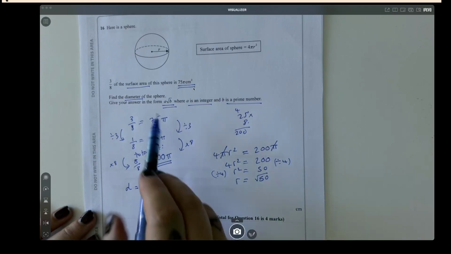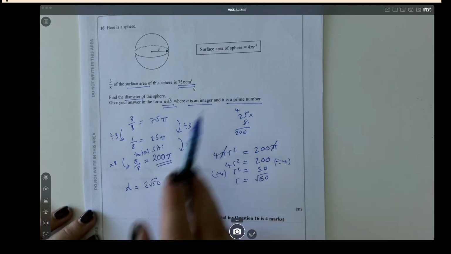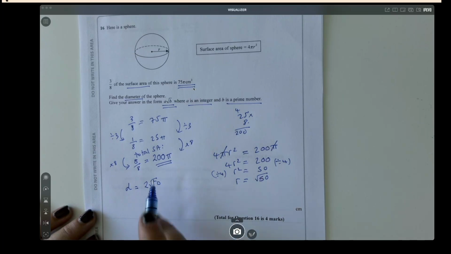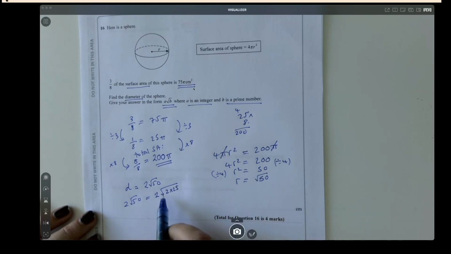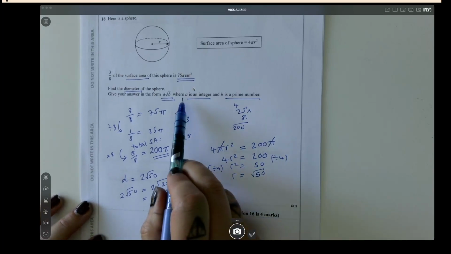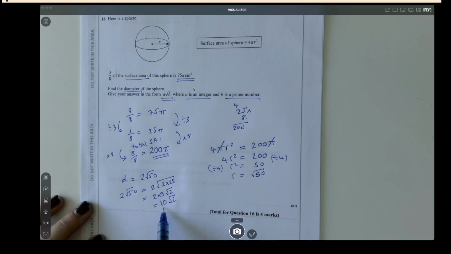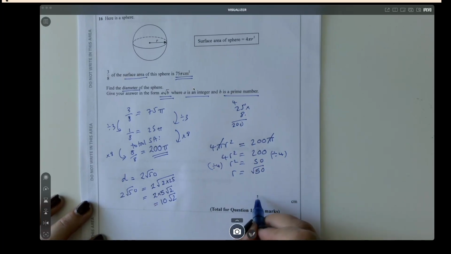However, A is an integer, B is a prime number. 50 is not a prime number, so we need to simplify 2 root 50 further. So we can simplify this as 2, and then 50 can become 2 times 25, which will become 2 times 5 root 2, which will become 10 root 2. Let's check this. A is an integer, B is a prime. 10 is an integer, 2 is prime, so we're going to write our diameter as 10 root 2 centimetres.